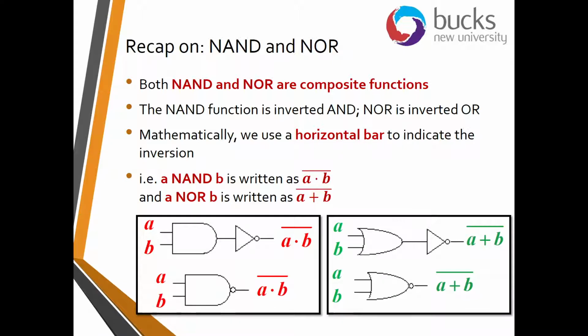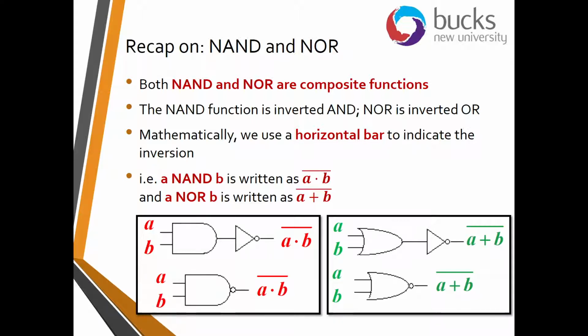So we can see that A NAND B would be written as the same algebraic expression for A and B with the dot. So we have A and B with the dot, but then we have a line that goes across the entire length of that part of the algebraic expression. So it's basically saying this is not A and B.